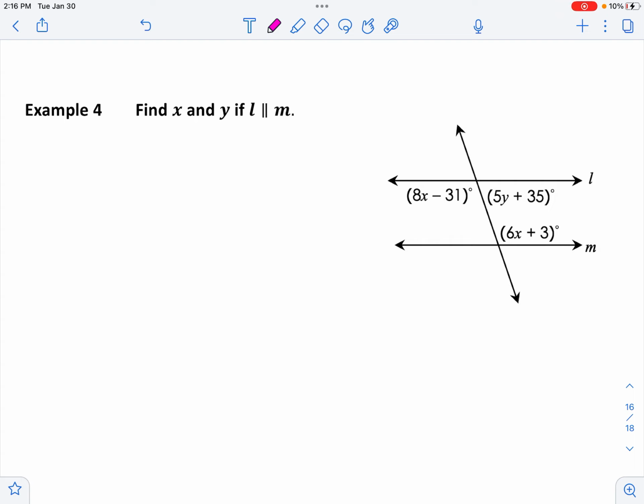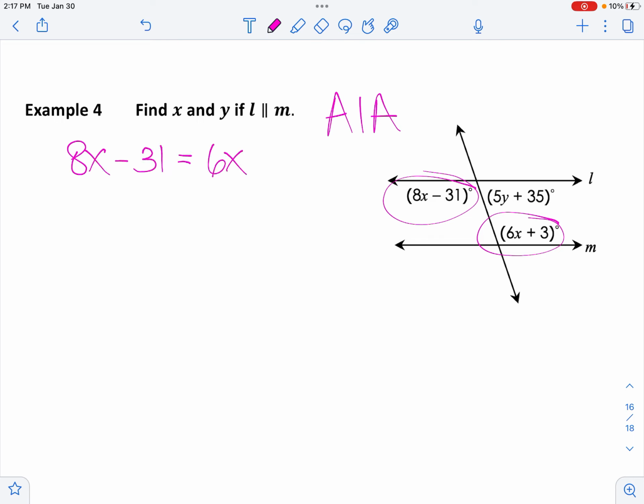I see I can't use these two to start because one has an x and one has a y. So I want to start with the two that have x's in it and solve for that first. So these are alternate interior angles. Okay, so that means they have to be congruent because L is parallel to M. So that's how I'll start. We're going to say 8x minus 31 is equal to 6x plus 3.